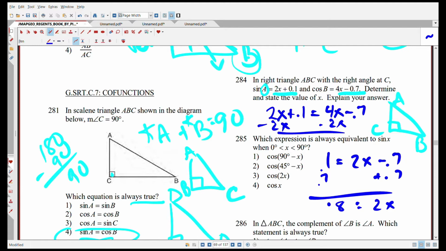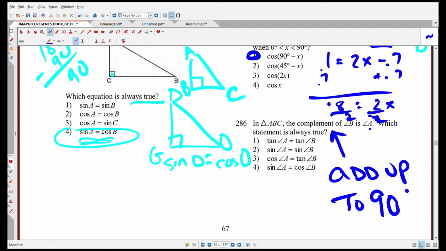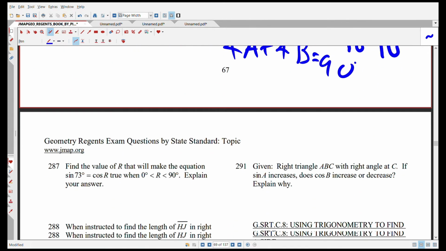Okay. And what's the answer for x? You have to do 0.8 divided by 2, which is 0.4. That's the value of x, which is equivalent to the sine of x, the cos of 90 minus x. Complementary angles add up to 90. So it says the complement of B is A. That means angle A plus angle B add up to 90. So we know the sine of A equals the cos of B.